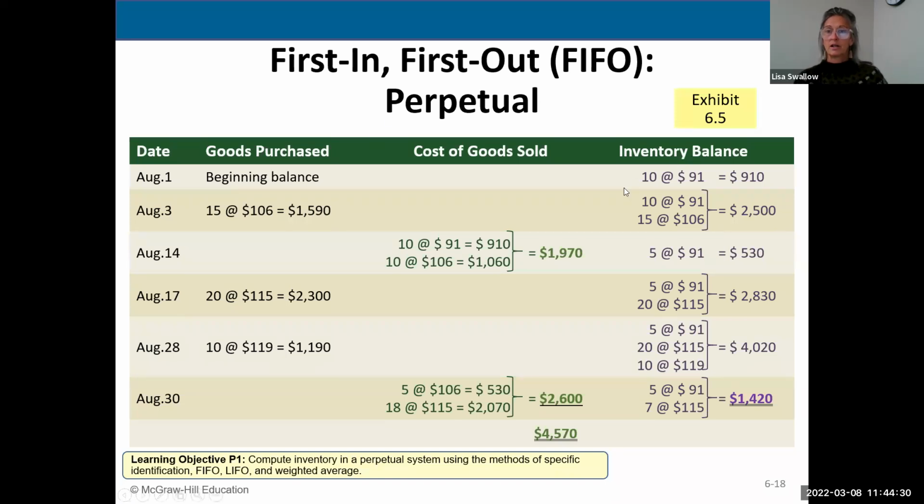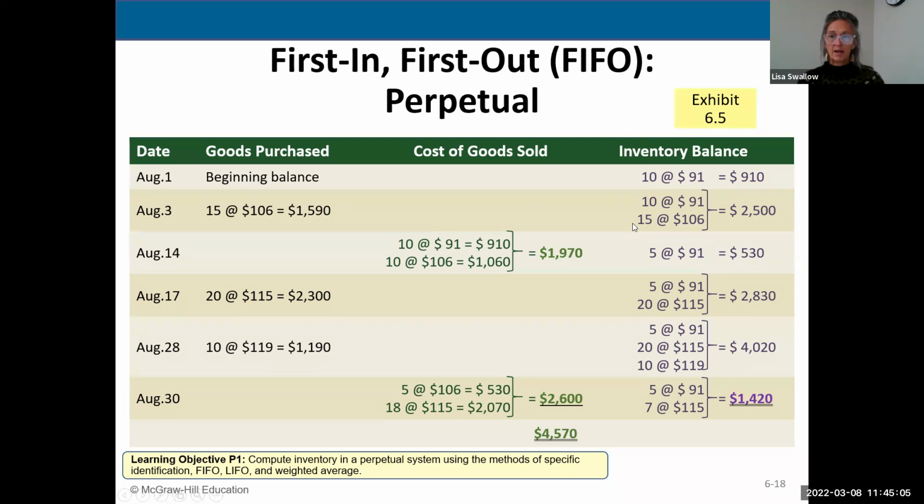Okay, so here I start with my 10, then I add 15 more units that I bought. So I just take the 10 at 91 bucks, add the 15 at 106. I've got $2,500 sitting in inventory until I make my sale. And on the 14th, I sell 20 of those units. First in, first out. So I start at the top of the chart and move down. I pick up 10 units, which are my very oldest stuff, right? First in, first out. And then I pick up another 10 units from the next batch.